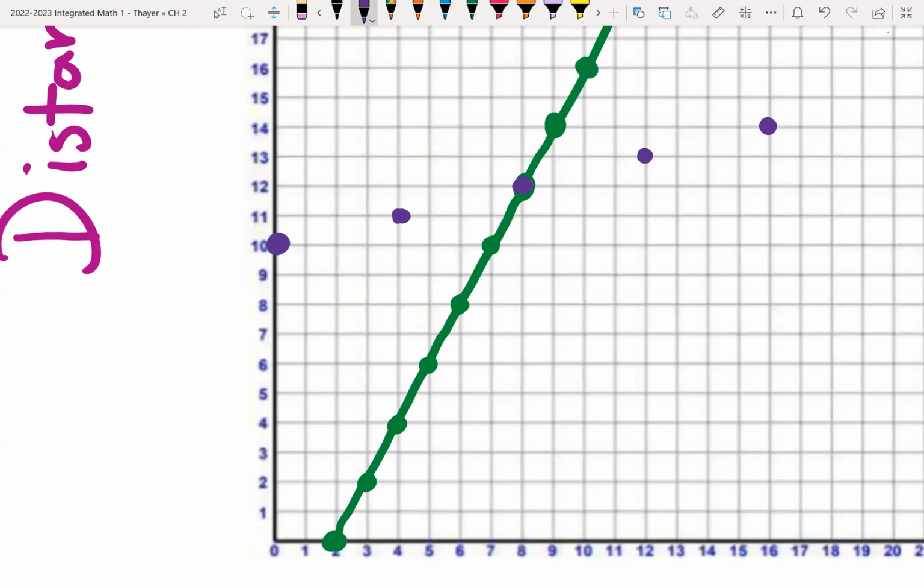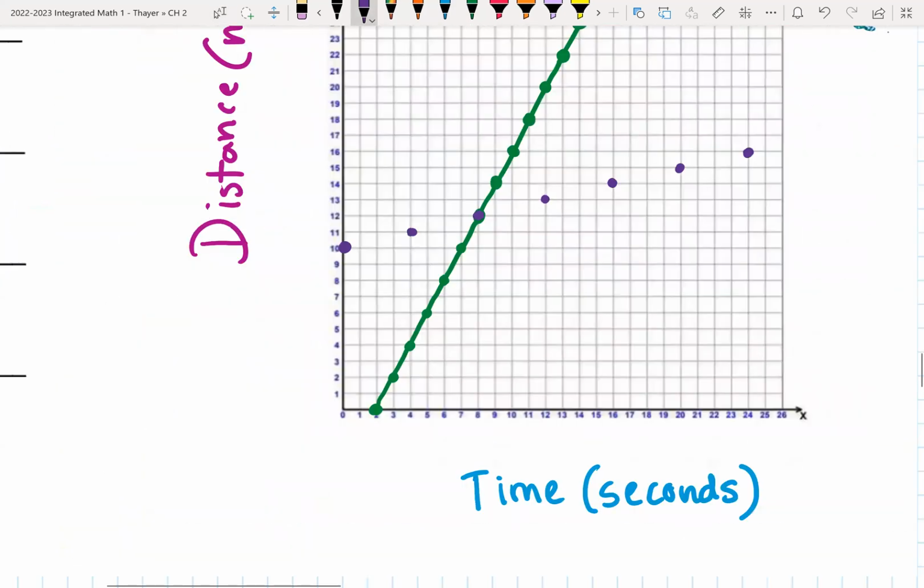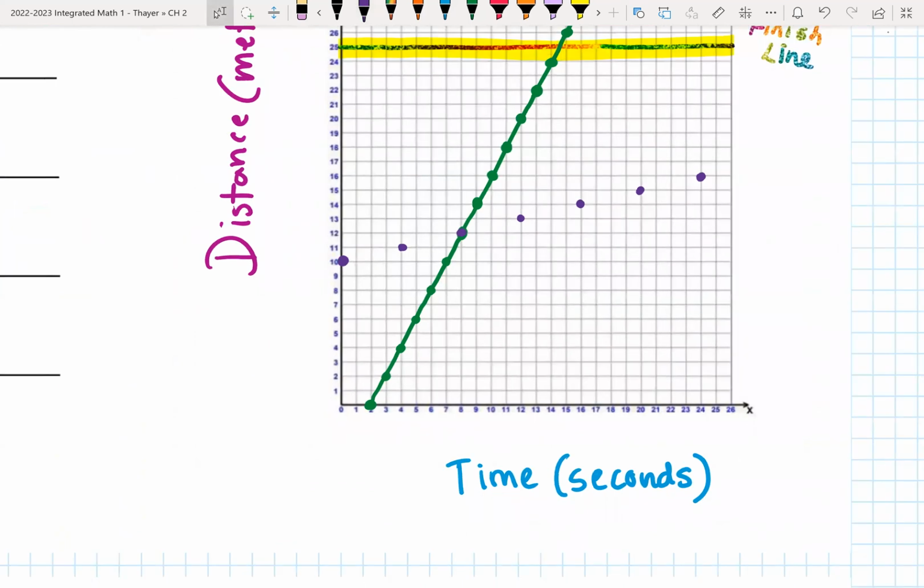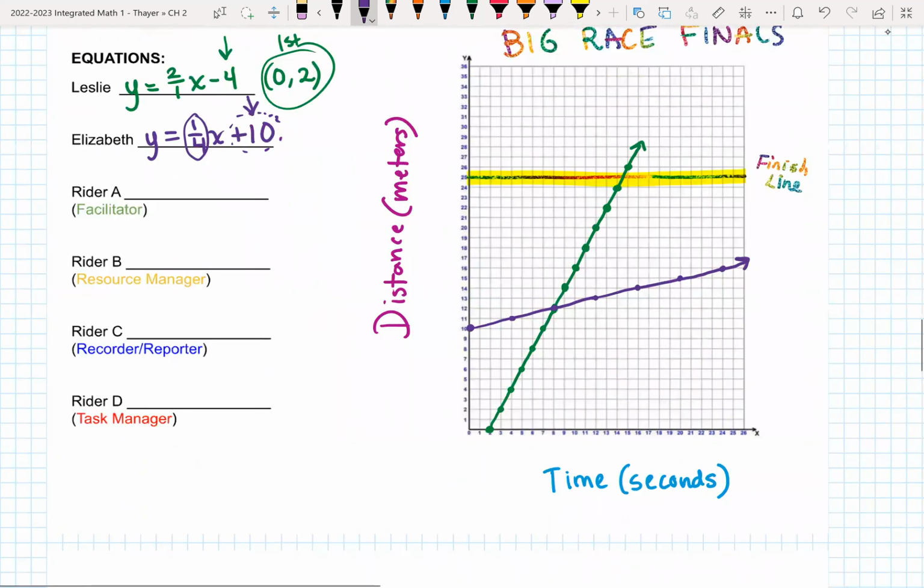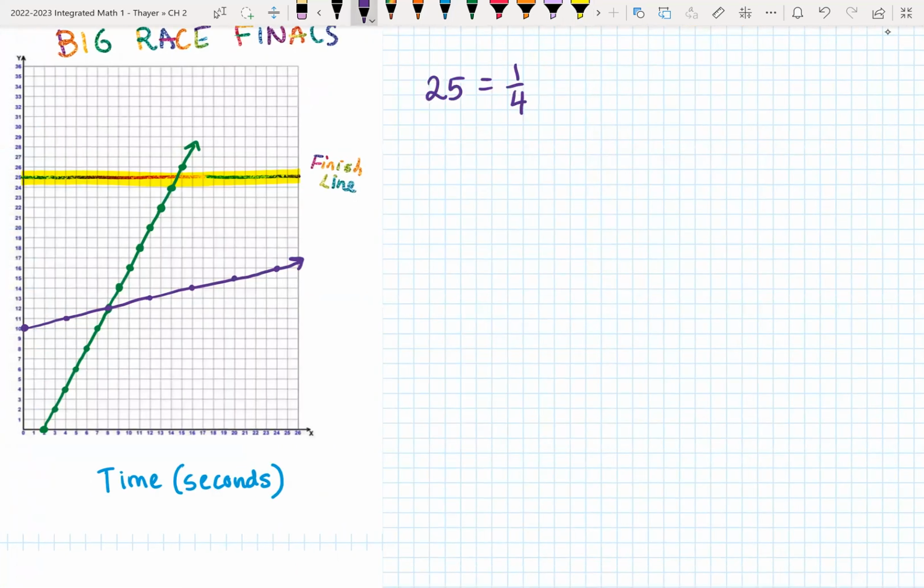Repeat this pattern over and over until she either crosses the finish line or you run out of space. Looks like we run out of space on our graph to figure out when she crosses. So you're going to need to algebraically figure that one out. Remember, the finish line's 25 meters away. So if you were to plug in 25 for the y variable and solve for x, you would figure out when Elizabeth finishes the race. So if you take this equation later on in this problem and solve for that x right there, you're going to figure out when she crosses that finish line.